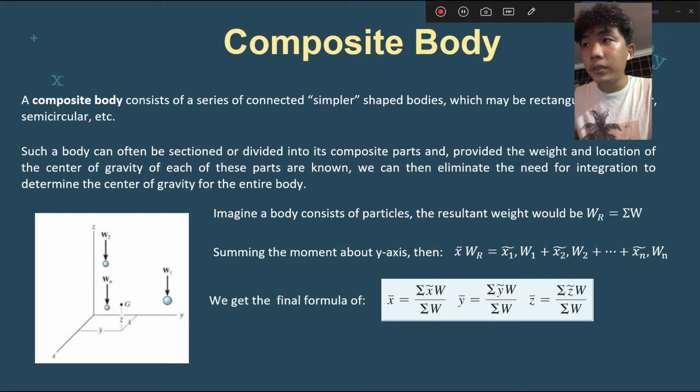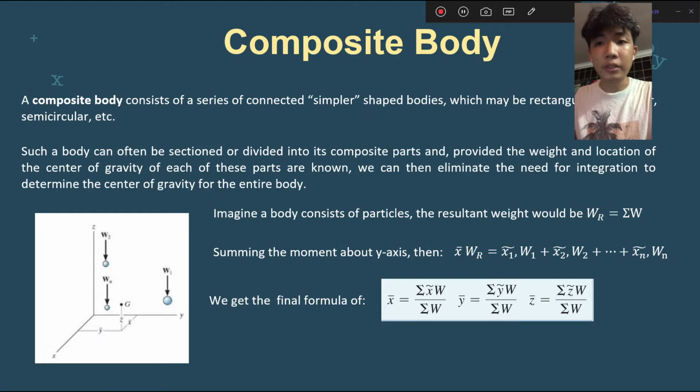So moving on to our next point, which is the composite body. A composite body consists of a series of connected simpler shaped bodies, which may be rectangular, triangular, or semicircular. Such a body can often be divided into many sections, and if the weight and the location of the centroid can be found, we can sum the whole thing together to find the centroid or the center of gravity of the whole body.